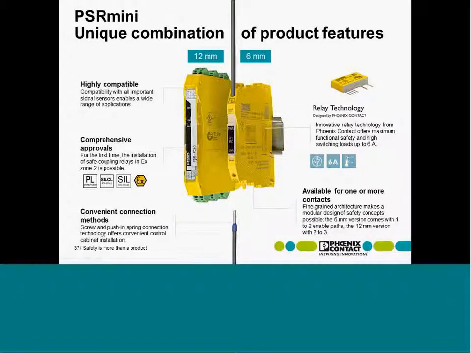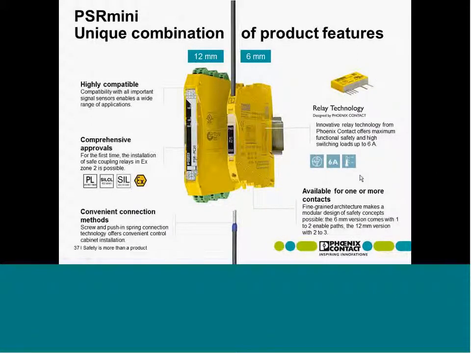We are ensuring high compatibility with all important sensor signals coming from mechanical sensors, magnetic sensors, safety PLCs, safety interlock switches, electronic switches, light curtains, and lots of other things. We have a range of approvals, starting with performance level per 13849, and ATEX approval to be installed in Zone 2, for example. Of course, as you know from Phoenix, we have different connection methods, screw and push-in technology.